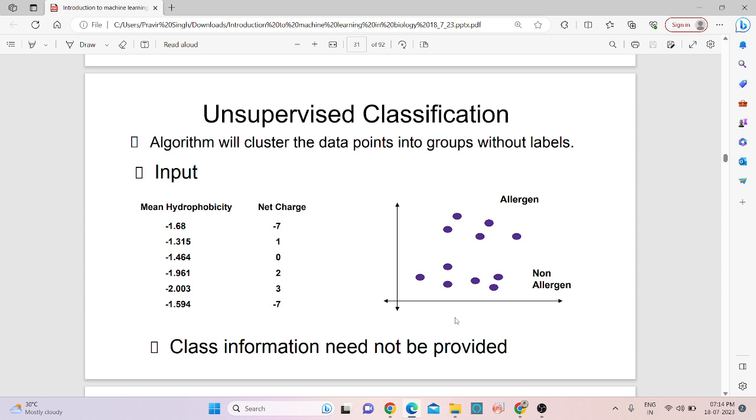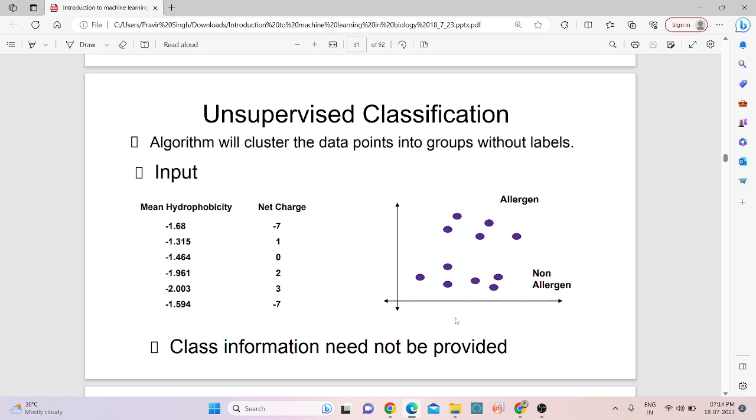Right, so we only have two attributes we have extracted from the sequences, and then we don't have output labels. So we can use unsupervised algorithms to cluster them into different groups. You can ask the algorithm to cluster into two groups or three groups or four groups. So only a certain number of clusters will be meaningful.